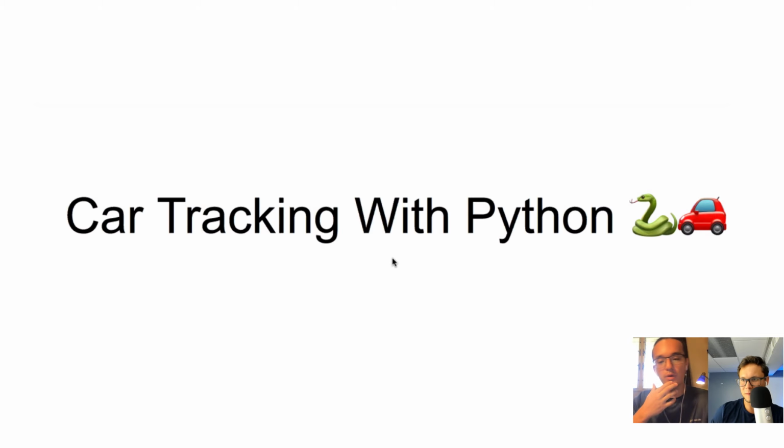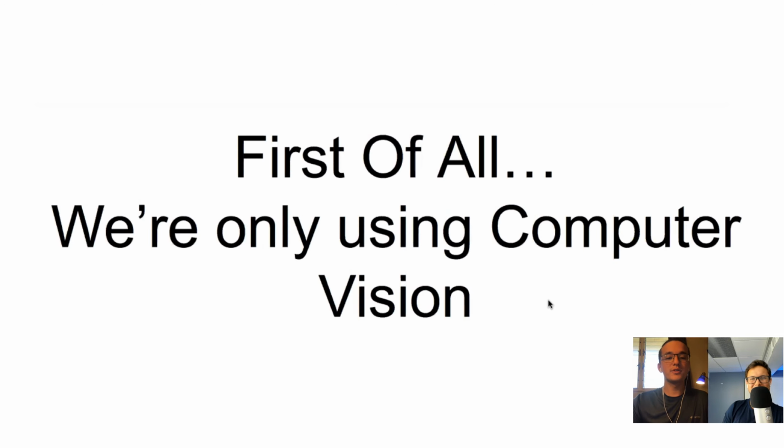So let's get started. Car tracking with Python. First of all, we're only using computer vision. You might have seen some self-driving cars. They have this weird radar thing on the roof of the car, and it spins. Like the Google one, which uses lasers and radar, and it kind of sucks. But we're not doing that. We're only using computer vision because that's how a human works. You just use your eyeballs. You don't have a laser sensor. So only computer vision.